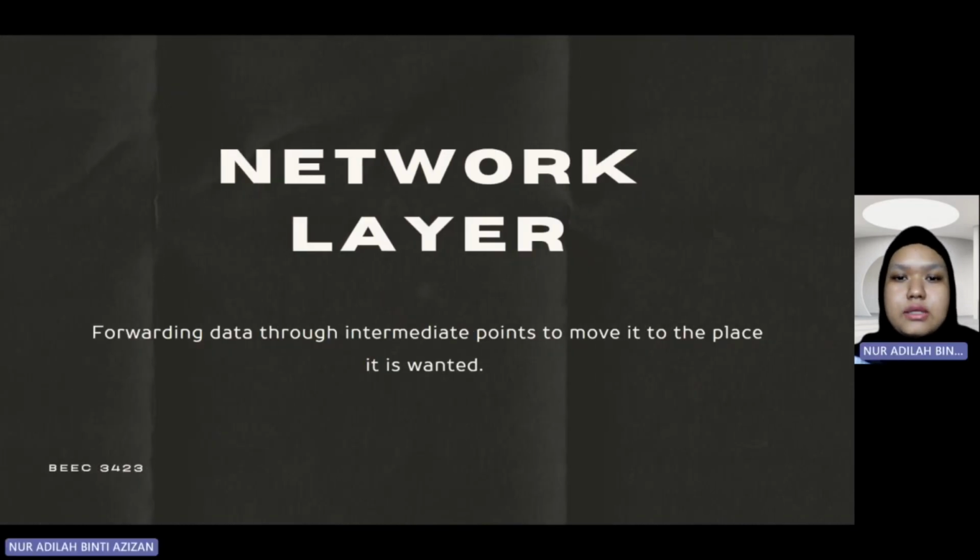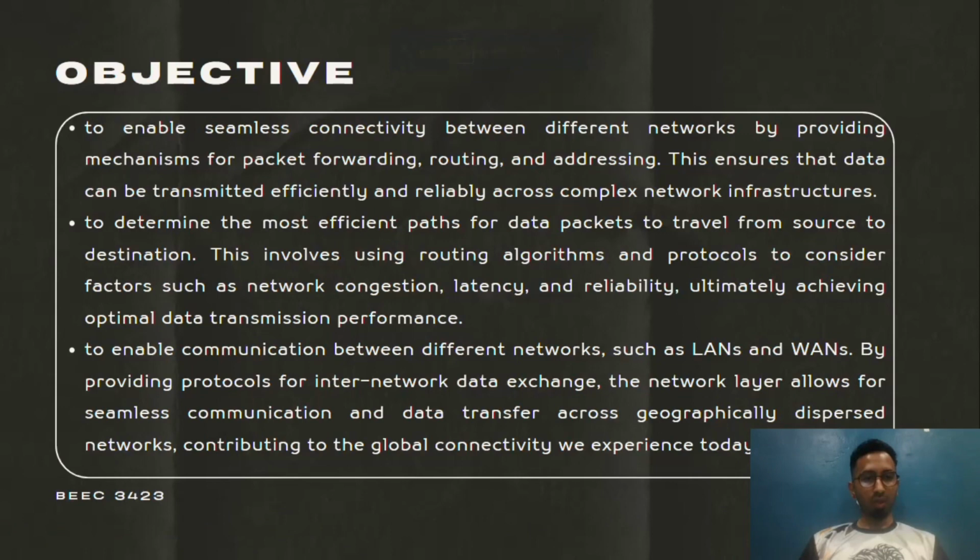So, what is network layer? Network layer is forwarding data through intermediate points to move it to the place it is wanted. The objective is to enable seamless connectivity between different networks by providing mechanisms for packet forwarding, routing, and addressing. This ensures that the data can be transmitted efficiently and reliably across complex network infrastructures.